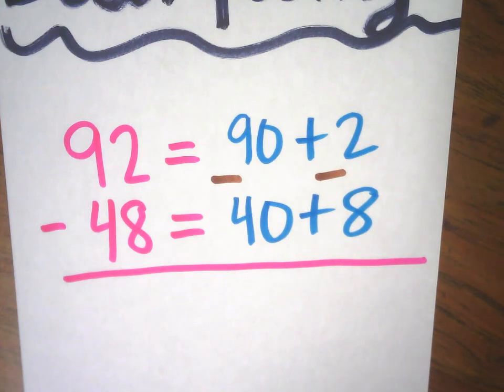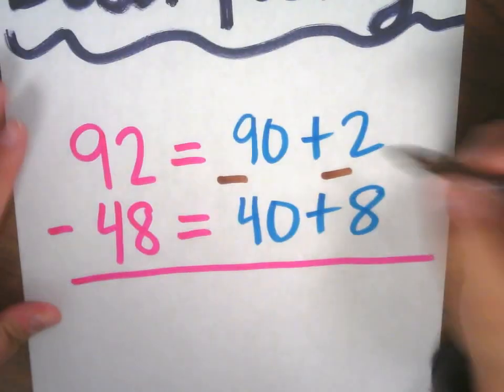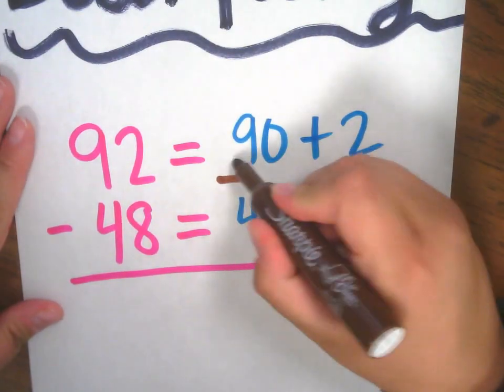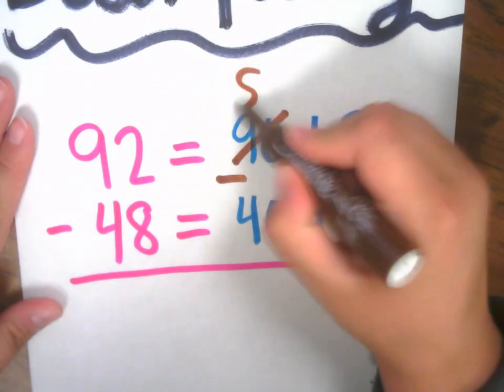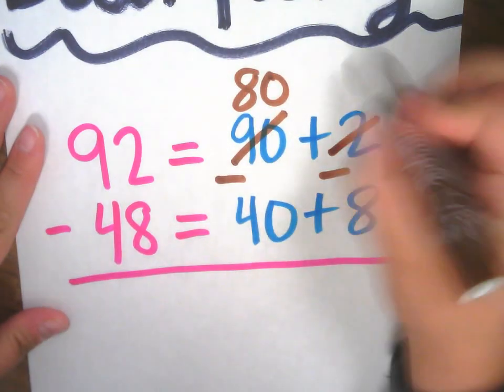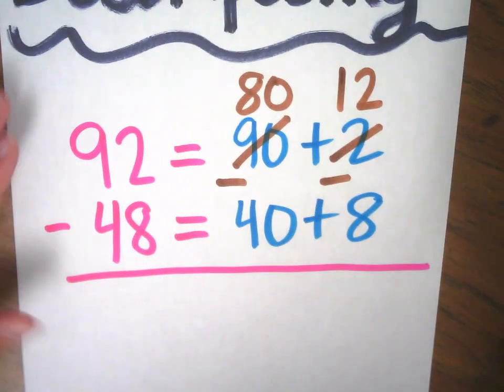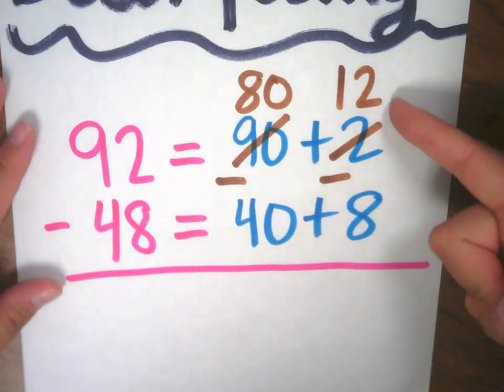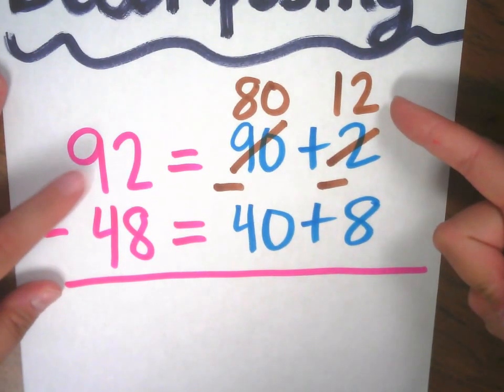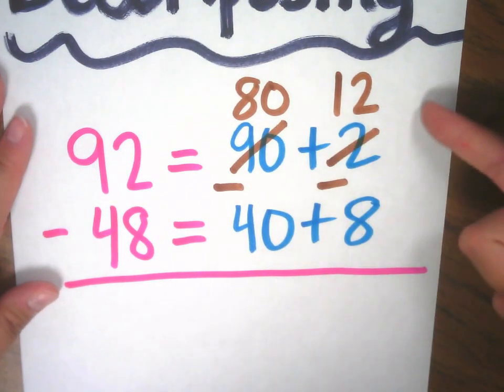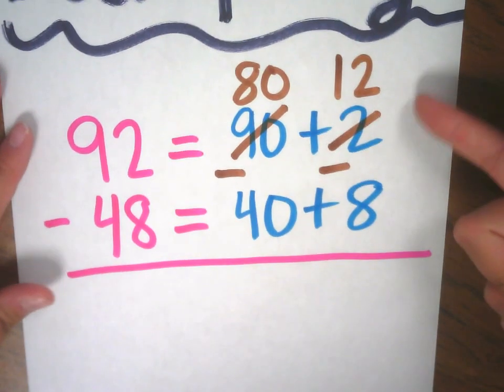Remember, we're not borrowing a 10, we're taking it from them and just turning it into ones. So, hey, 10, can I have one of your tens? Sure. So this becomes 80, and this becomes 12. So 80 plus 12 is still 92. It's still the same number. It's just in a different form.